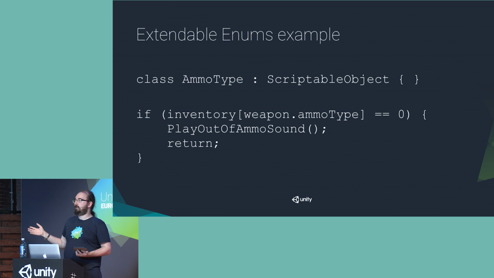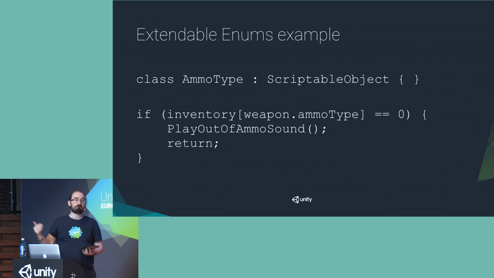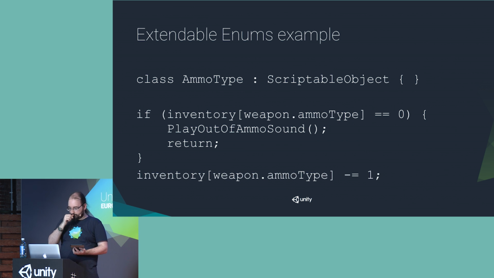So it ends up looking very, very similar to using an enum, except that suddenly I've given my designers the ability to create 50,000 different types of ammunition in the game if they so desire. It's maybe less relevant for an individual game, but certainly for an asset store author creating some kind of asset that's going to be used in lots of games, it's quite handy. And then, yeah, just using it like that.